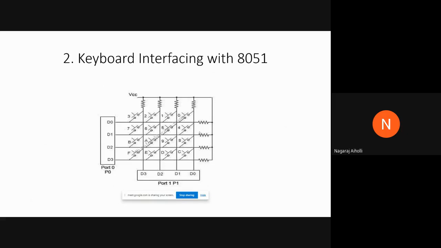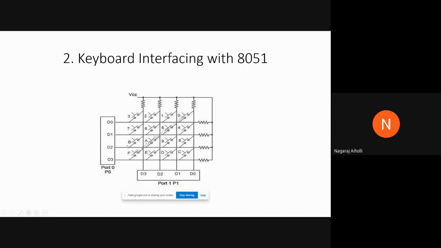Now we have to identify which key is pressed. To identify which key is pressed, a 0 is sent on every row after a certain interval of time. First a 0 is sent on row D0, right? If a key is pressed on this row, that means the 0 is available on that column. If a key is not pressed, then all the columns will be high, all the columns will be 1.